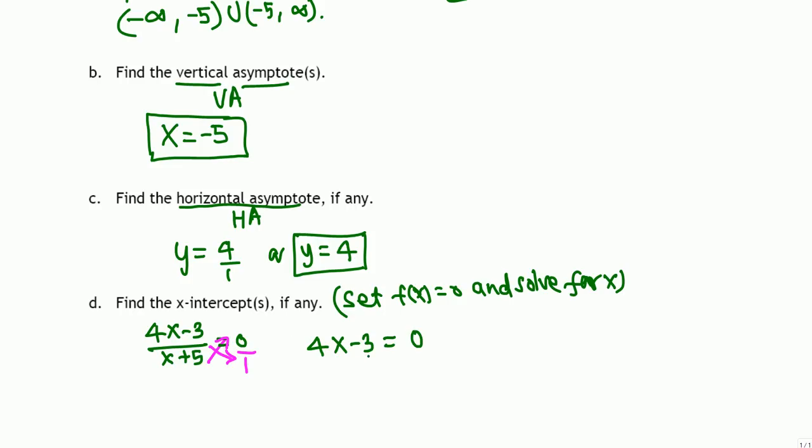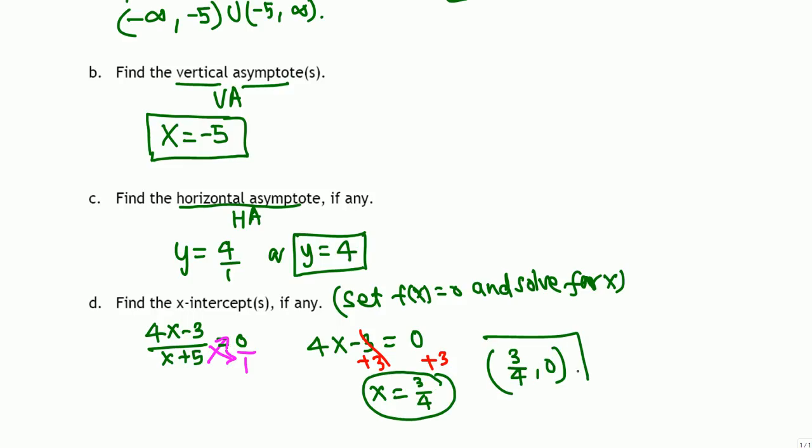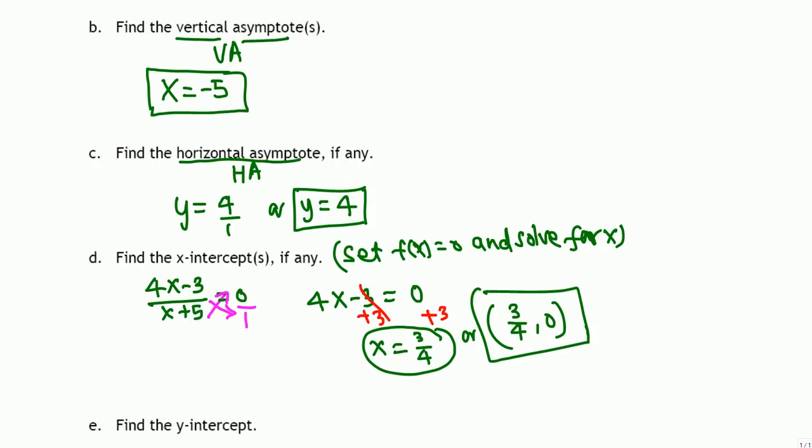Now to isolate x, add 3 to both sides, plus 3, and divide by 4. So 4x equals 3. 4x equals 3. So x equals, divide by 4, 3/4. So that's the x-intercept. And sometimes we write (3/4, 0). Same thing. This is the x-intercept.